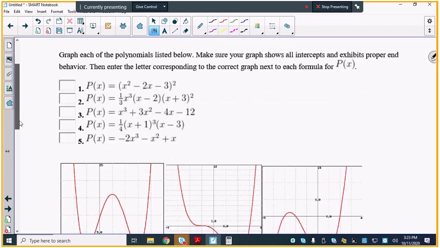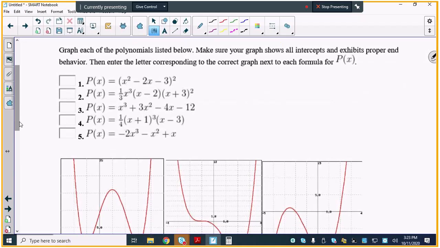Okay, our next problem, we have 5 different graphs and 5 different functions. We want to understand which one is for what. So if I look at the first function, the degree of this function is going to be 4. Leading coefficient, let's call it LC, is clearly 1, and that is positive. So even degree, positive leading coefficient means both ends will go up. So that will be one of those pictures where both ends are going up.